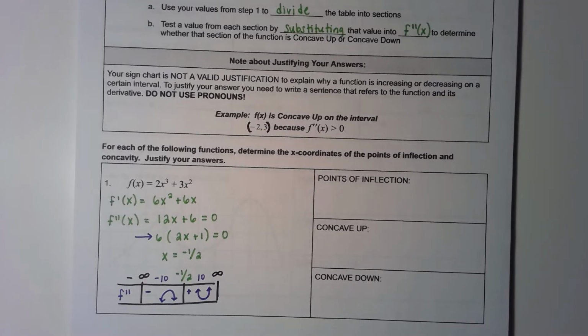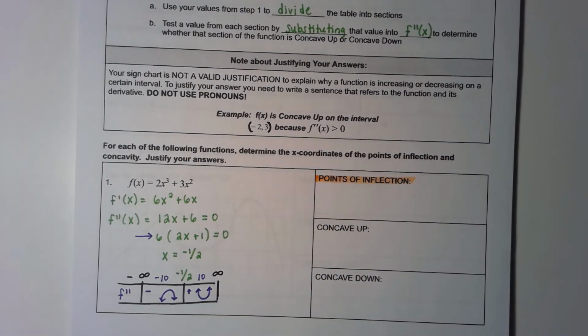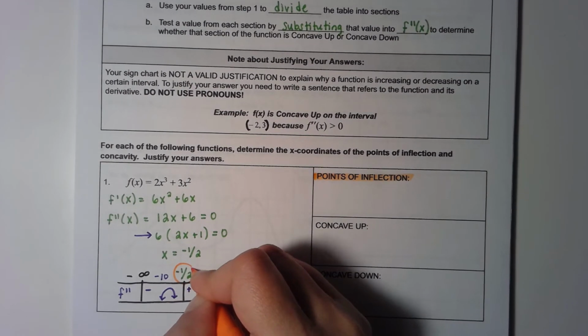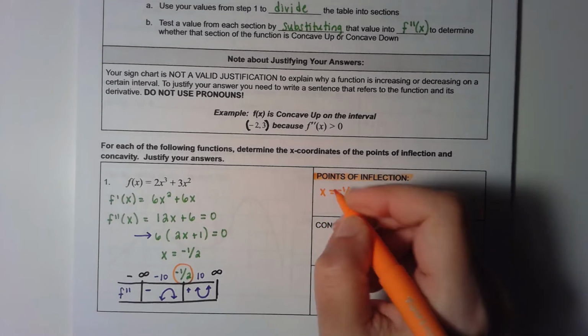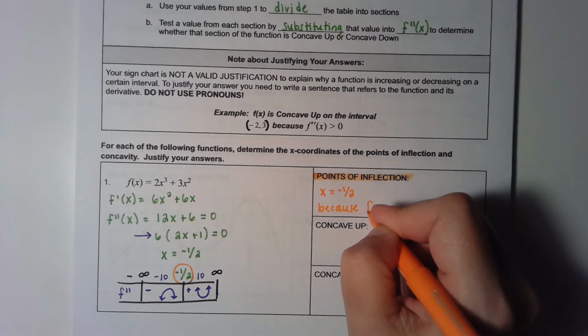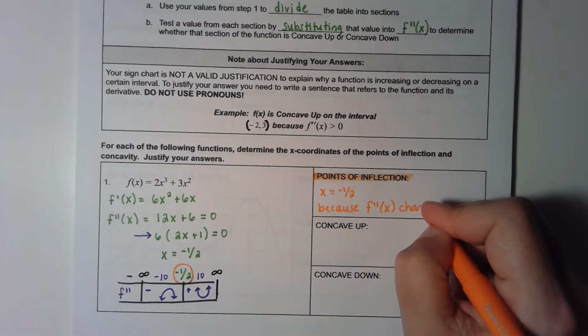Now let's figure out how to answer these questions: the points of inflection, concave up and concave down. So again, points of inflection are going to be places where the second derivative actually changes signs. Since I checked and the second derivative actually changes signs from negative to positive at the negative 1/2, I'm going to say x equals negative 1/2 is my point of inflection. And my reason would be because the second derivative changes signs.